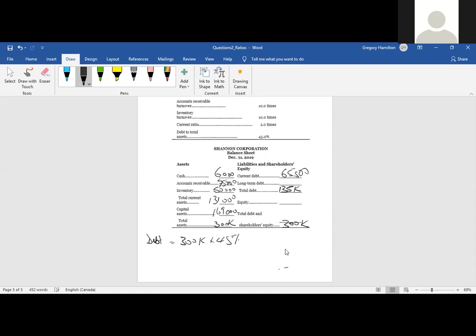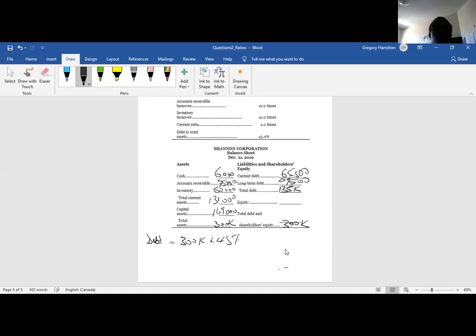All right. So next we can find long-term debt, right? Because if we know total debt and we know current debt, then we know long-term debt. It will be 135K minus 65,500. And that would be around 69,500.